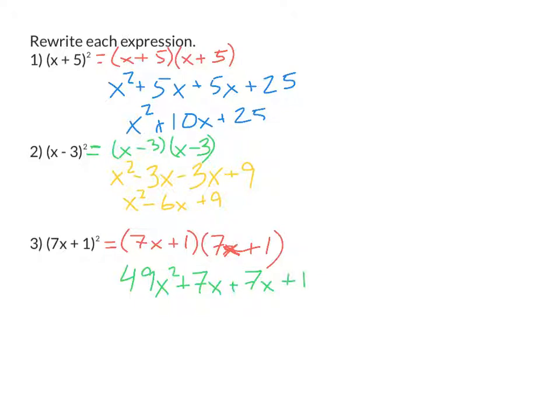We once again look to combine like terms, so 49 x squared. 7x plus 7x makes 14x, and then we add in 1. And so that is the result of multiplying those together.